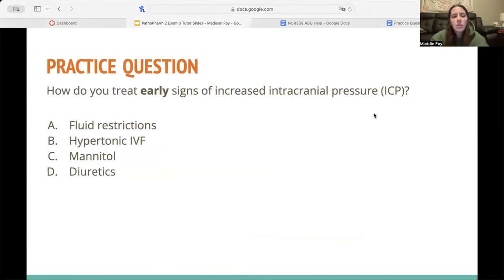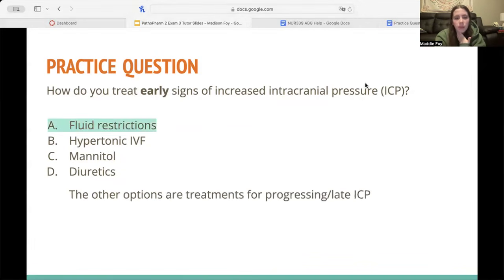Okay. How would you treat early signs of increased intracranial pressure? Awesome. Yep. That one is A. And I put on there the other options are all for treating progressing to late stages of increased ICP.